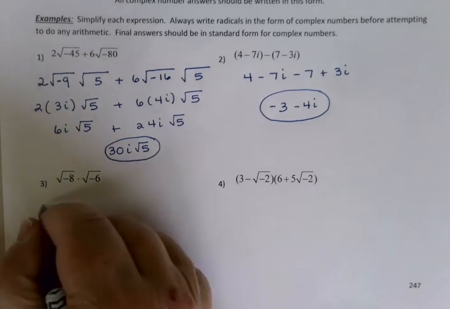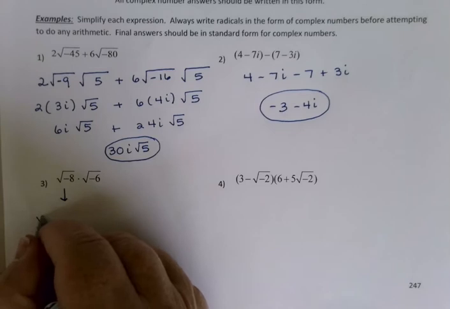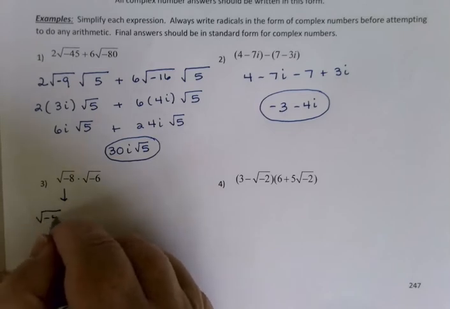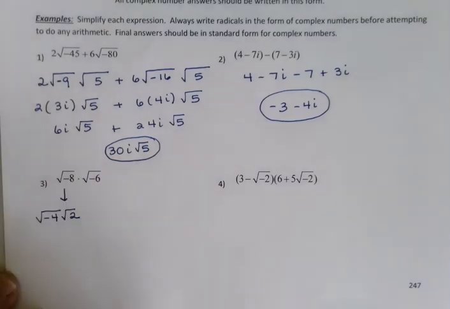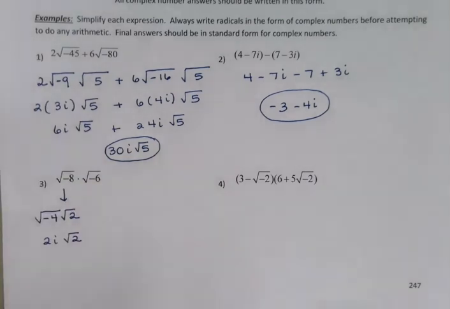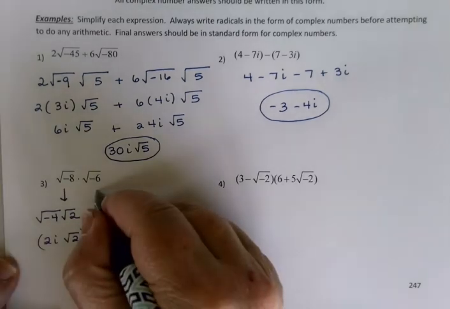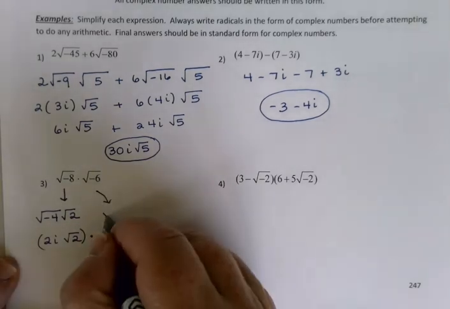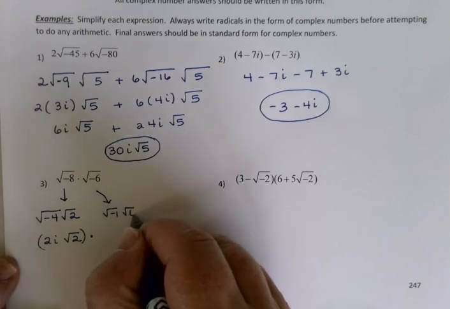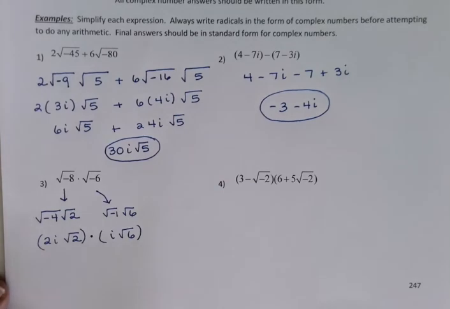So on this first one, I'm going to break down that square root of negative 8 as the square root of negative 4 times the square root of 2, or 2i times the square root of 2. And then that negative 6, really that's just going to be a negative 1 times 6, or i times the square root of 6. Now I can safely multiply them because they are in their i forms.